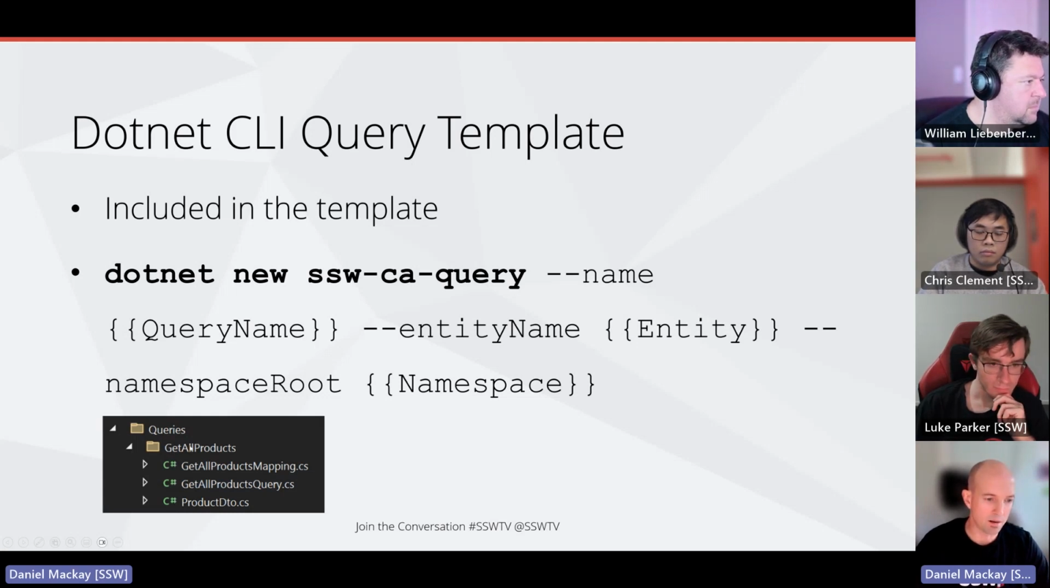This one, for example, is going to create a folder here. It's going to create our AutoMapper profile, the query itself, and any DTOs that we're going to return from that query as well. The template here is basically dotnet new SSW-CA-query. We pass in the entity name, in this case Product, and we just need to pass in the namespace root as well, so everything compiles nicely.